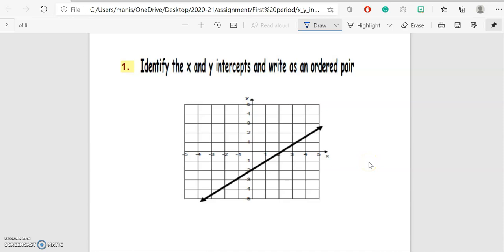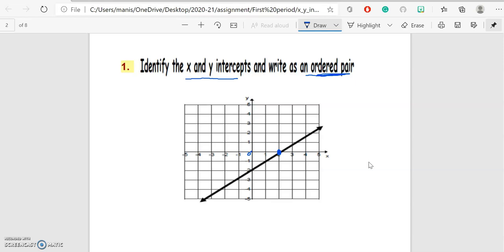Identify the x and y intercepts and write them as ordered pair. So there are two parts in this question. The definition of x-intercept is the value of x when y is 0. So if you look over here, y is 0 at this point. Or the other definition, the x-intercept is the point where the line crosses the x-axis.